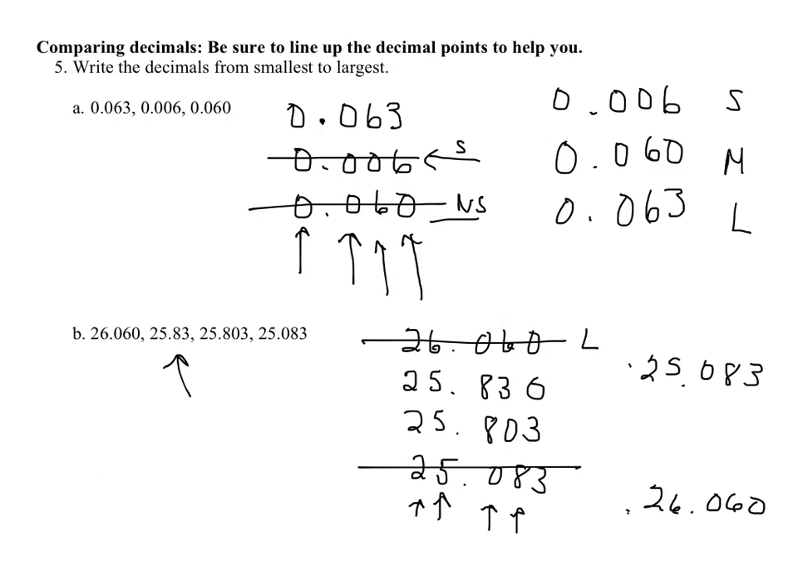Well, I see that this one is a 3, this one's a 0. So this one's smaller, so I write it down. It's 25 and 803 thousandths. And last but not least, 25 and 830 thousandths. Perfect. Done.